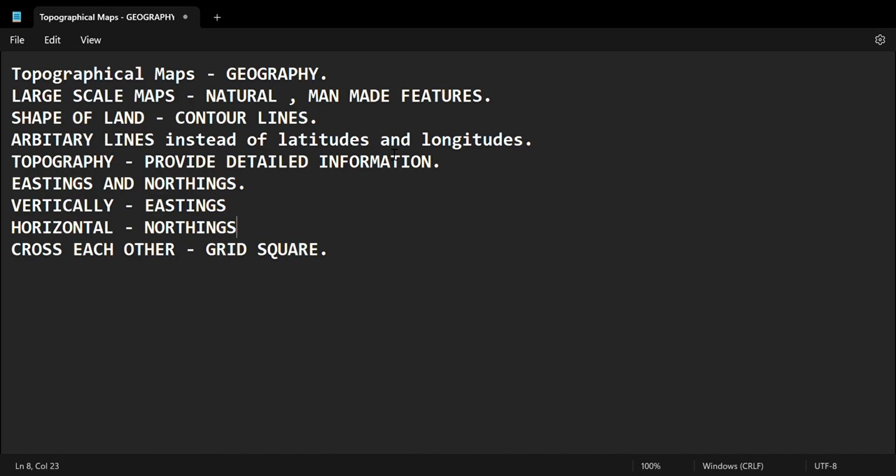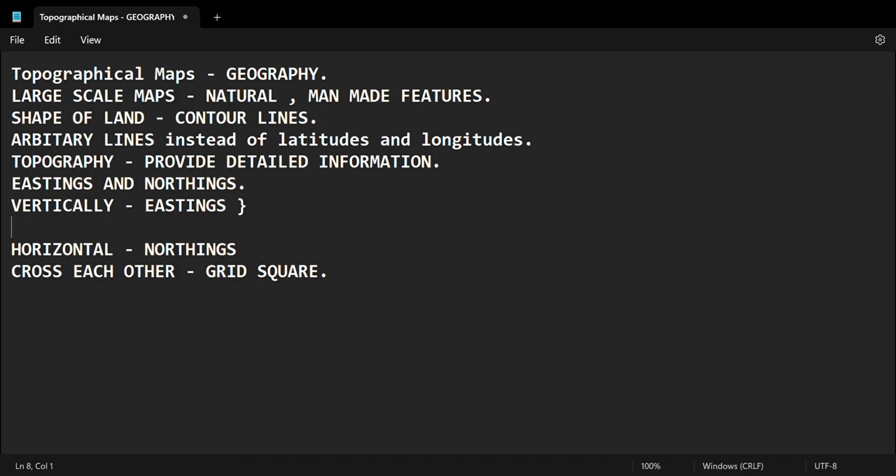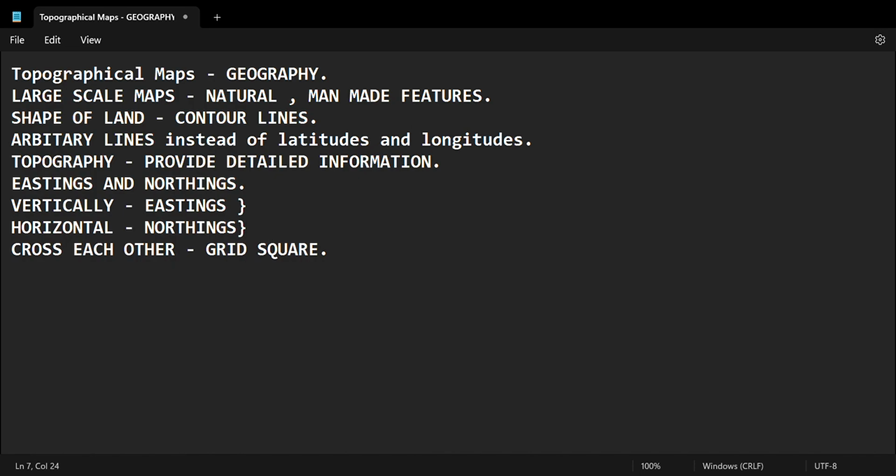Similarly, the numerical values for the northings increase northwards. And eastings and northings are always given two-digit numbers. Okay, vertically eastings, horizontally northings, two-digit numbers they are given.